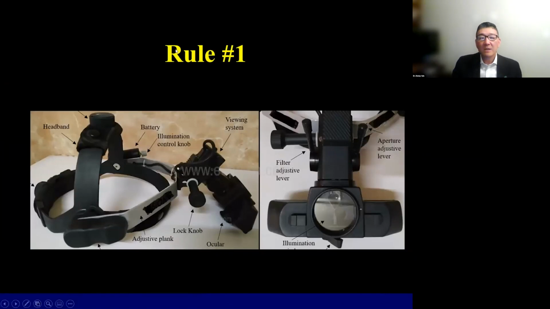But the rule number one is to learn what you are using. Look at each part and see what each part does and just play with it, especially for the residents. Take your time and feel free to take it apart and put it back together, because it's actually not a very complicated device. It's just basically a light source with a couple of condensing lenses.